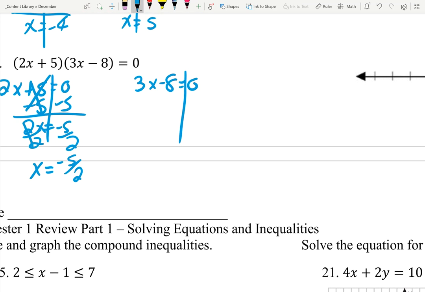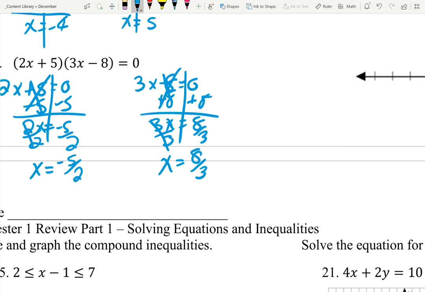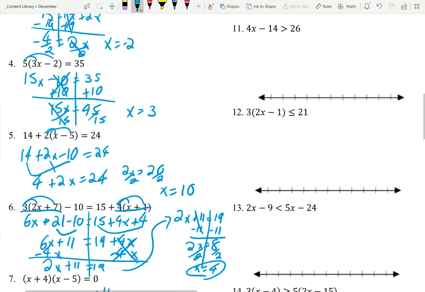And let's solve the second one. So we'll get rid of the minus 8 by adding 8. So we'll add 8. We get 3x equal to a positive 8. And then we divide by 3. Again, we get a weird fraction, but there's nothing really wrong with that. It's just 8 divided by 3, or 8/3. All right, that covers the equations.